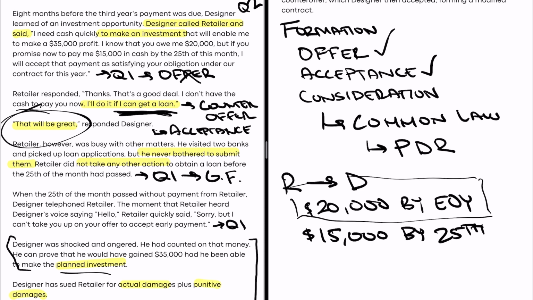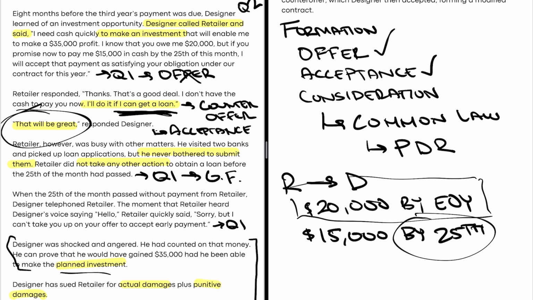And so the key here was the timing, by the 25th. Without that stipulation, this would essentially be a violation of the pre-existing duty rule. It would not be new or additional consideration, right? Because retailer already has a duty to pay $20,000 by the end of the year. If it wasn't for this timing requirement, and it was just switching from $20,000 by the end of the year to $15,000 by the end of the year, well, he already had a pre-existing duty to pay $20,000. Switching that to $15,000, there's no additional consideration. That would be an invalid contract modification, and the original contract would control at common law.